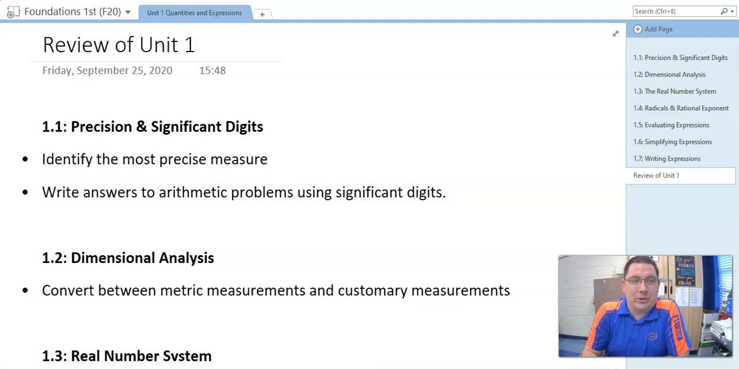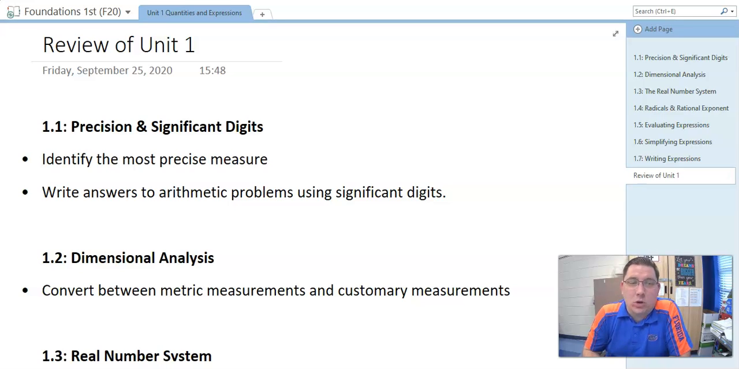Hey there, y'all. Today we're going to look at the review for Unit 1. Remember, Unit 1 was on quantities and expressions. And so what we're going to do is go section by section, talking about the major key points of each section and things to remember for that first unit test.